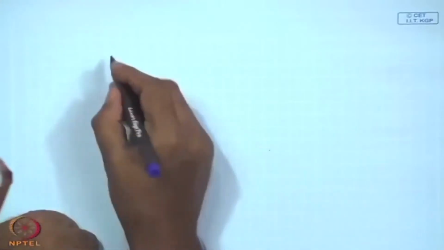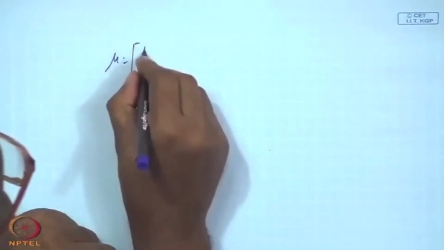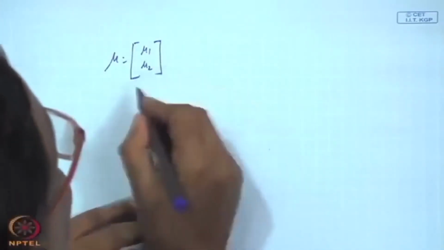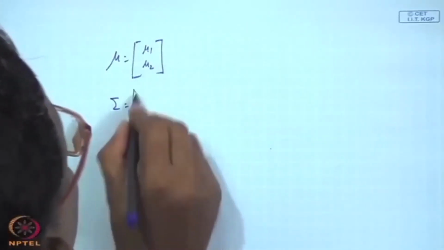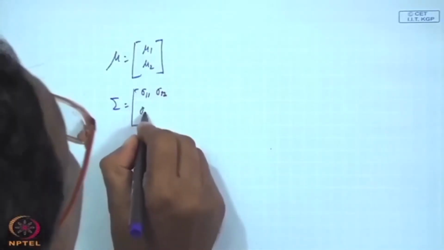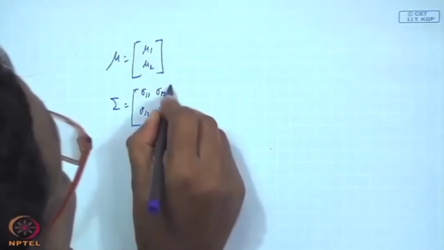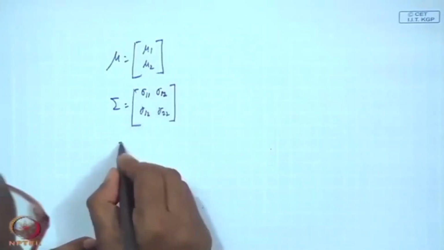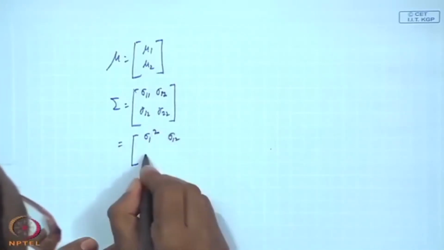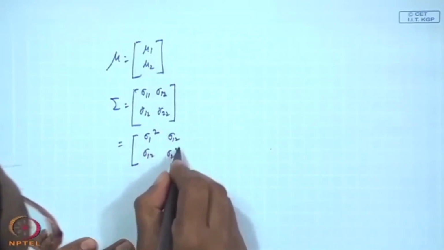from the population parameters. What we have is mu equal to mu 1, mu 2, and we have sigma as sigma 1 1, sigma 1 2, sigma 1 2, sigma 2 2. This one you can write now: sigma 1 1 equal to sigma 1 square, sigma 1 2, sigma 1 2, sigma 2 square.